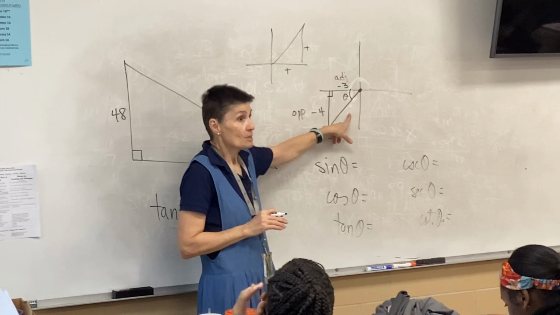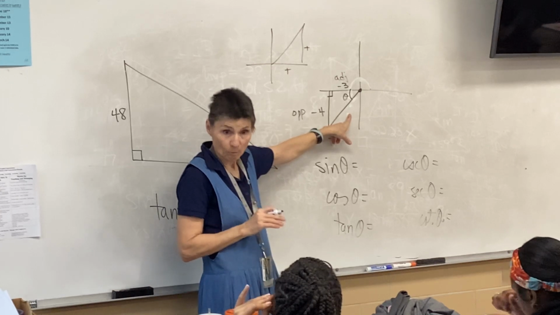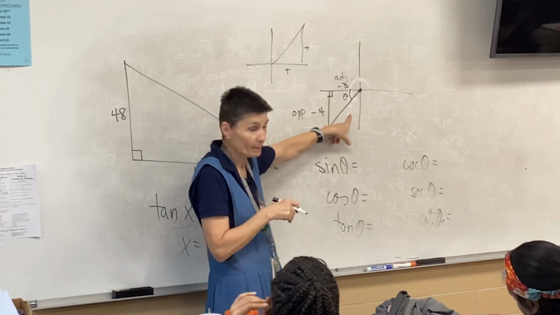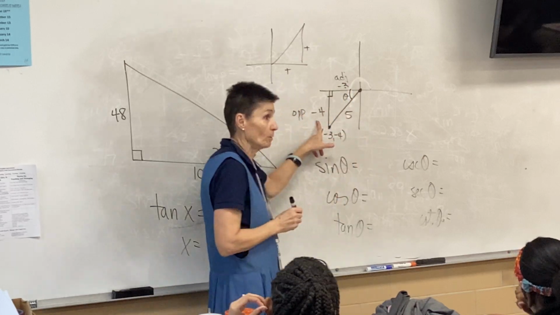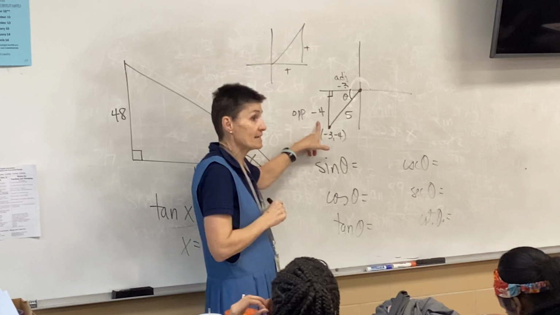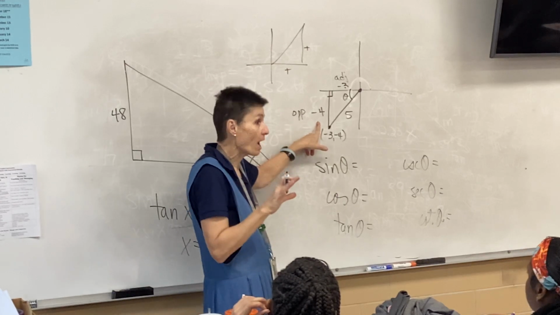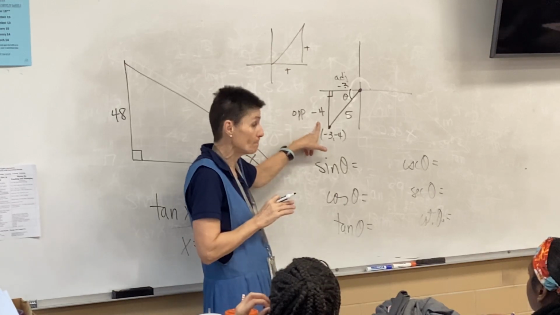Hypotenuse. So I'm going to do my Pythagorean theorem, or maybe you don't even need to do it, because 3, 4, 5 is a triple. 9 plus 16 is 25. You may know that or not. If you don't, do the Pythagorean theorem.